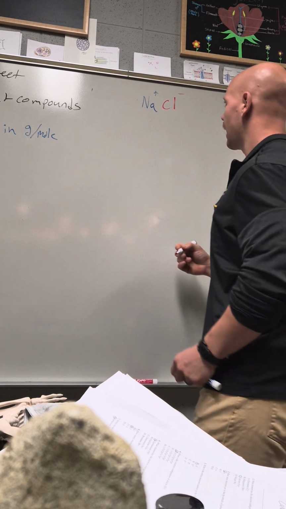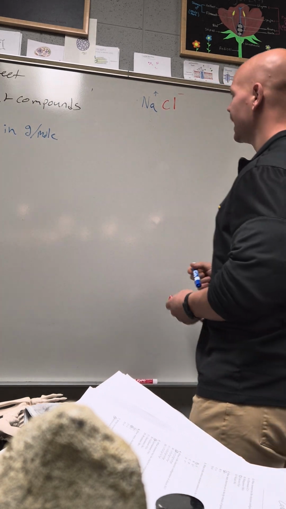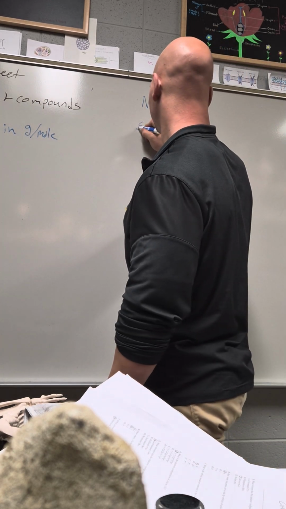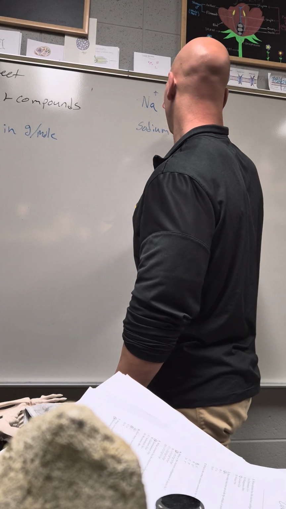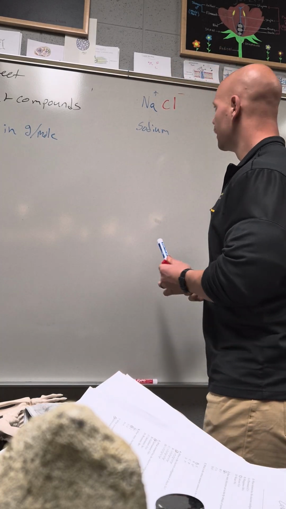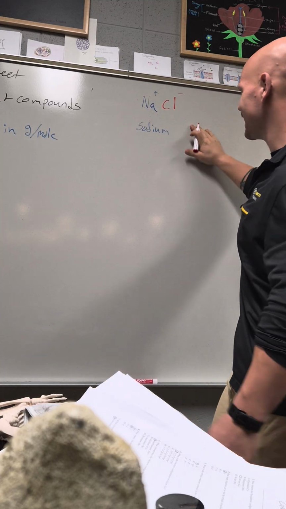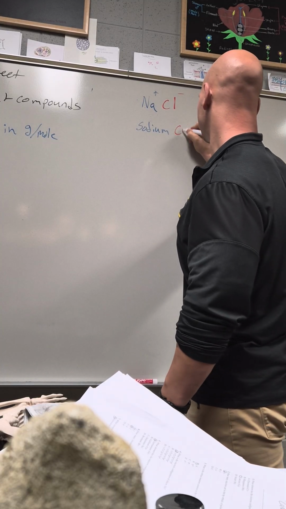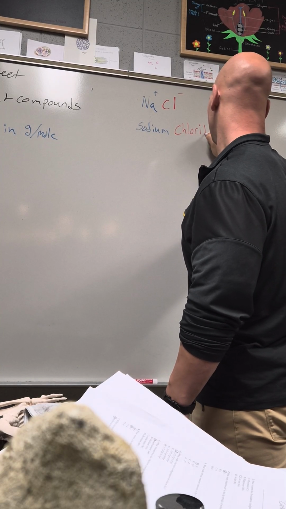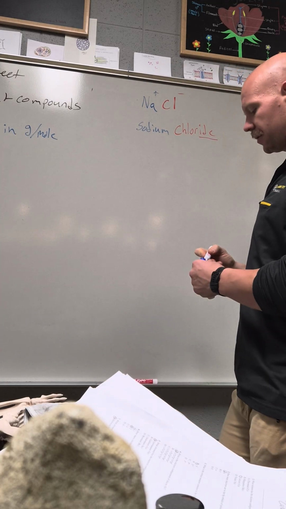How do I name it? Well, I put the cation first, and I just say the name. This is sodium. So I have sodium, and then I have chlorine. Again, when we have chlorine, we put -ide for ionic compounds, so we have chloride. So that's sodium chloride. Very cool.